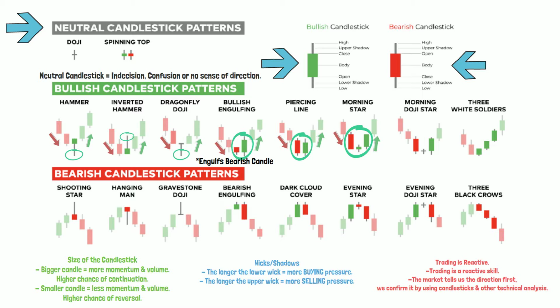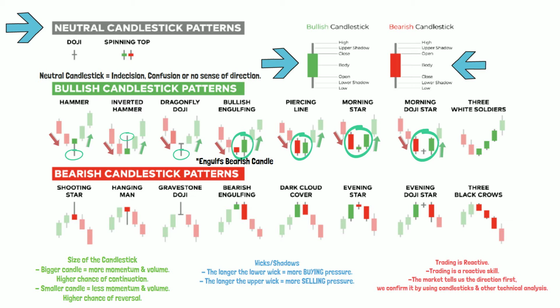Next up, we have the morning doji star. We start out in a downtrend, then we hit a doji candle. Like I said, a doji candle is a neutral candlestick. The market is at an indecisive phase. It's confused. We don't know if it's going to have a continuation to the downside or if there's going to be a reversal to the upside. But as you can see, this was a reversal to the upside.